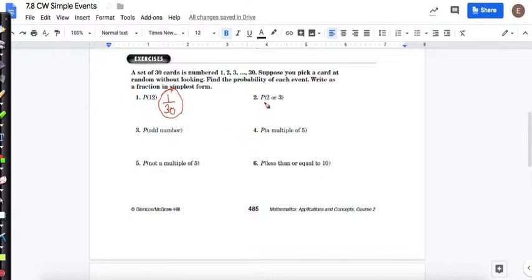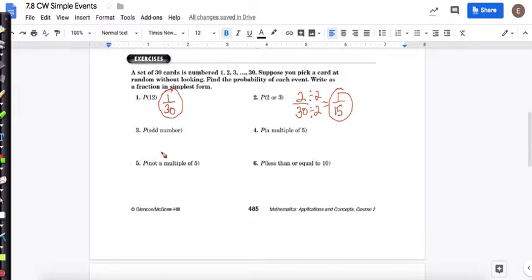Question number 2 says probability of 2 or 3. How many cards would have the number 2 or 3 written on them? Good, 2, because there's one 2 and one 3, so that's a total of 2 out of 30. What can I divide top and bottom by? 2. 2 divided by 2 is 1, and 30 divided by 2 is 15. So 1 out of 15.